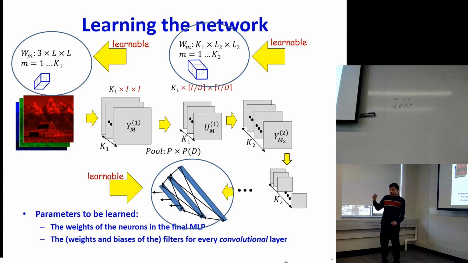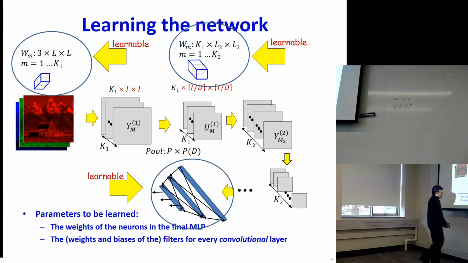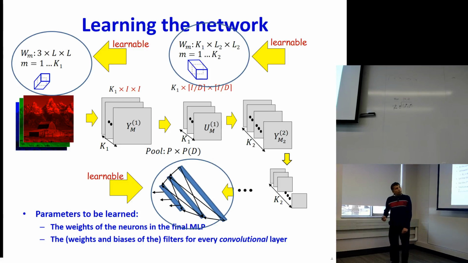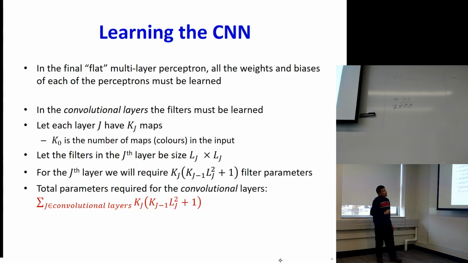So now what about learning? You have this entire structure. How does one actually perform learning? Learning is very simple. It's straightforward backpropagation. So the parameters to be learned are the weights of the neurons in the final MLP and the weights and biases of every filter in this entire chain, right? So if you were to perform backprop, in the final flat layer, all the weights and biases of each of the perceptrons must be learned. In the convolutional layers, each of the filters must be learned.